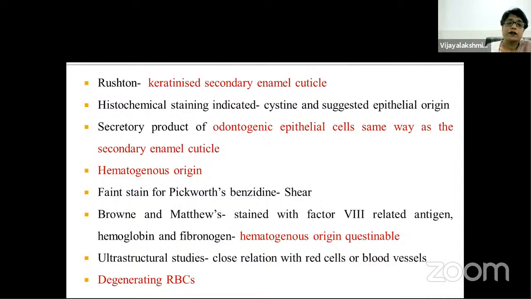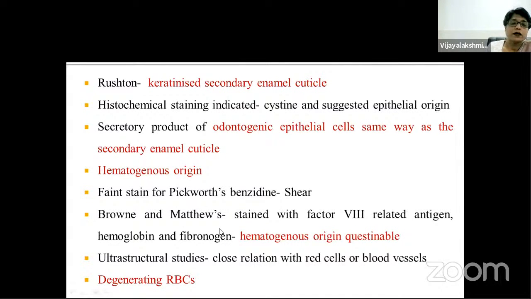And that particular phenomenon was supported by certain histochemical stains for hemoglobin, and it was Shear who did a staining for those bodies with Pickworth benzidine and found positivity, and he was of the opinion that it is of hematogenous origin. But later the question arises: these bodies are commonly seen in epithelium and very rarely seen in the connective tissue. If it is seen only in the epithelium, epithelium is devoid of blood supply, and they were not able to answer the hematogenous origin.